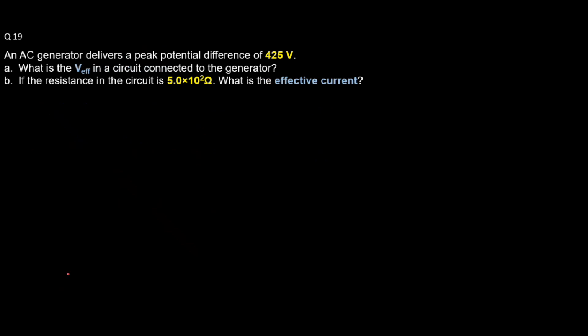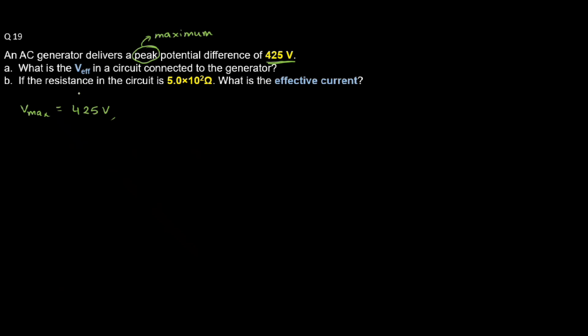Let's discuss another example. In this question here, you have an AC generator delivering a peak potential difference of 425 volt. So instead of saying maximum, in this question they have said peak. And peak also means the maximum value. So I have the maximum potential difference V max as 425 volt. The question is asking me what is V effective in a circuit connected to the generator.